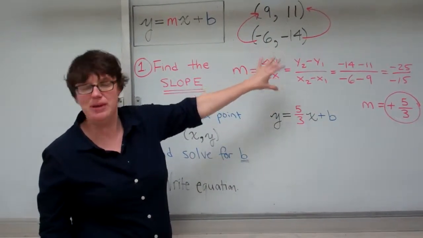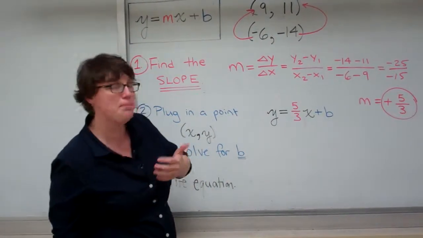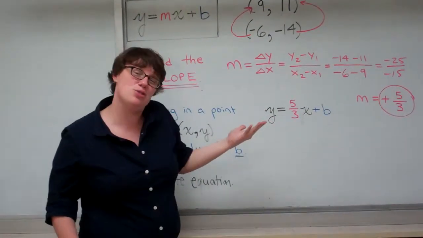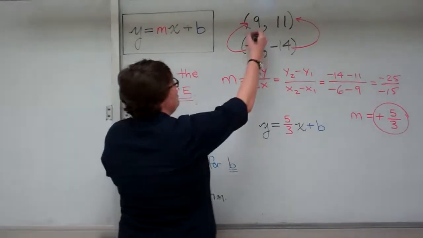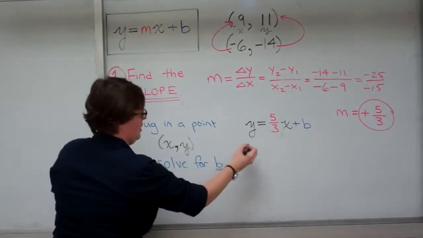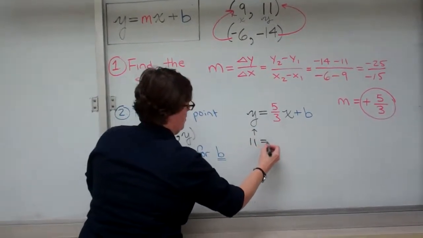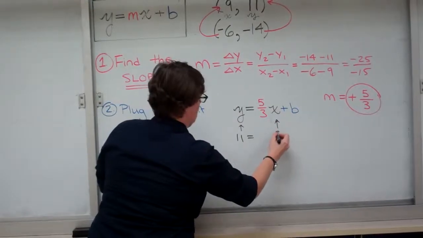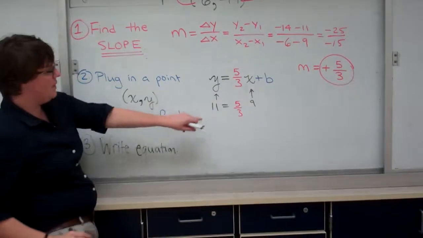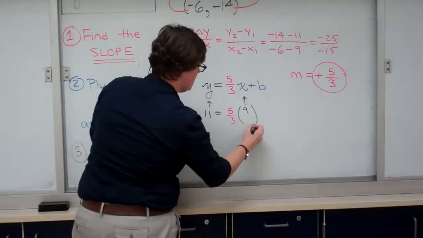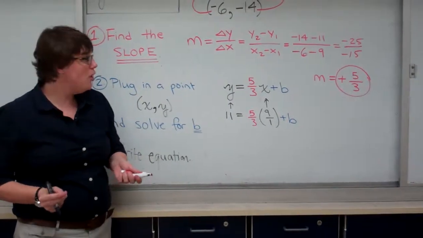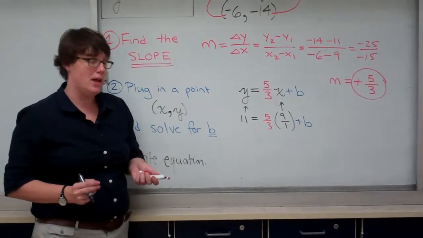Both of the points are equally good for this task. Both of them, if you plug them in, will give you the exact same b, because they're both on the line. I'm going to choose the first one, though, because it doesn't have any negatives, so it's easier to work with. I'm going to replace x with 9 and y with 11. All right, then I fill in that slope I found, and I've got the statement 11 is equal to 5/3 of 9 plus b. I can solve this and find the y-intercept of my line.